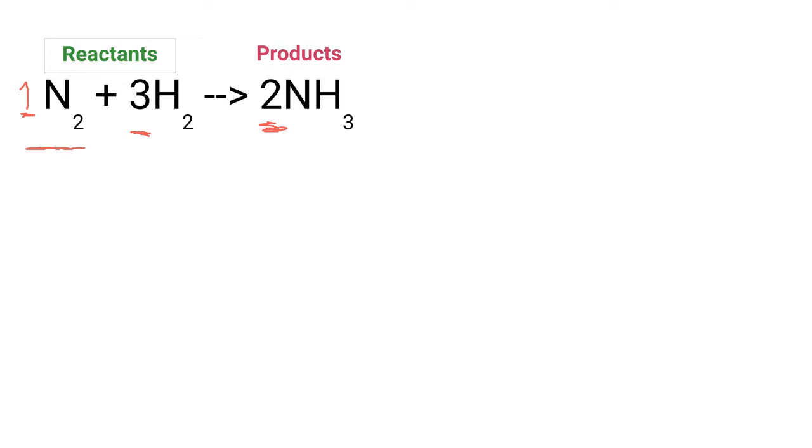So the ratio of N2 to H2 is 1 to 3. The ratio of N2 to ammonia, NH3, is 1 to 2. The ratio of hydrogen to ammonia is 3 to 2. So you can tell the ratios that you need to do the math from the coefficients in the equation. And this is why we have to balance equations before we can do this.